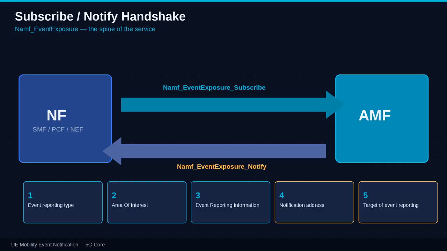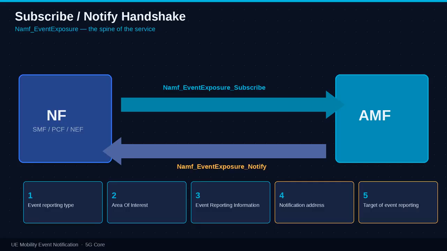Second, when the subscribed condition is met, the AMF sends Namf_EventExposure_Notify back to the consumer. The notify carries the UE presence in the area of interest and the new UE location. Notice the direction of dependency. The consumer does not poll, it declares interest once. The AMF owns the monitoring loop. That is classic event exposure. Subscribe with intent, notify on change.